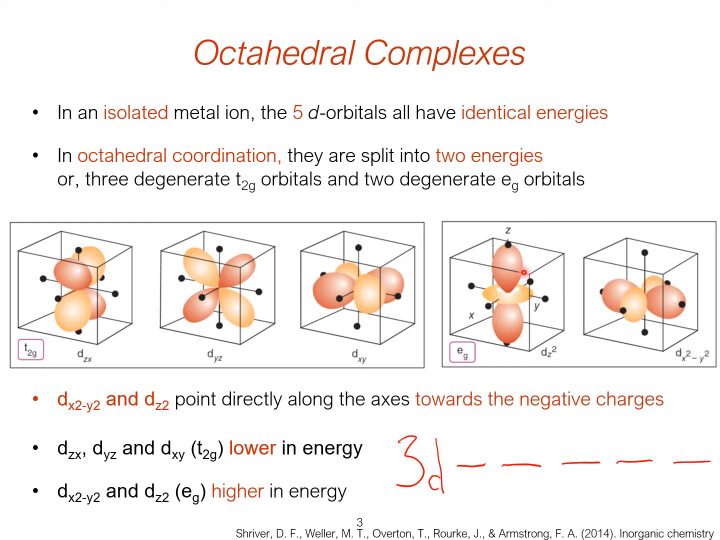So there's going to be repulsion between this d orbital, which has electrons in it, and the negatively charged point charges of the ligands that are coming. So that's why that's in a higher energy. And the same with the x squared minus y squared d orbital. They're directly facing the negatively charged ligands, so that causes an increase in energy. So therefore the T2G orbitals are lower in energy, whereas the EG orbitals are higher in energy.